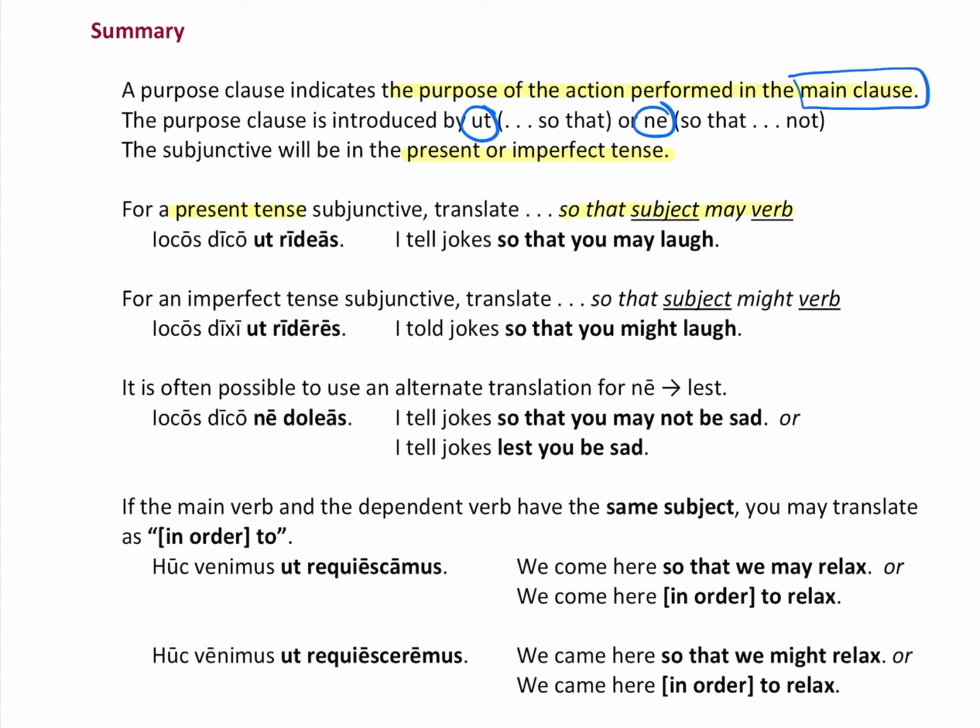Locos dico ut rideas. I tell jokes so that you may laugh. For an imperfect tense subjunctive, translate so that subject might verb. Locos dixi ut, here we have the ut positive, rideres. I told jokes so that you might laugh. Now, it's often possible to use an alternate translation for ne, and you can also use lest. So instead of not, you can use lest. Locos dico ne doleas. I tell jokes so that you may not be sad, or I tell jokes lest you be sad. Right.